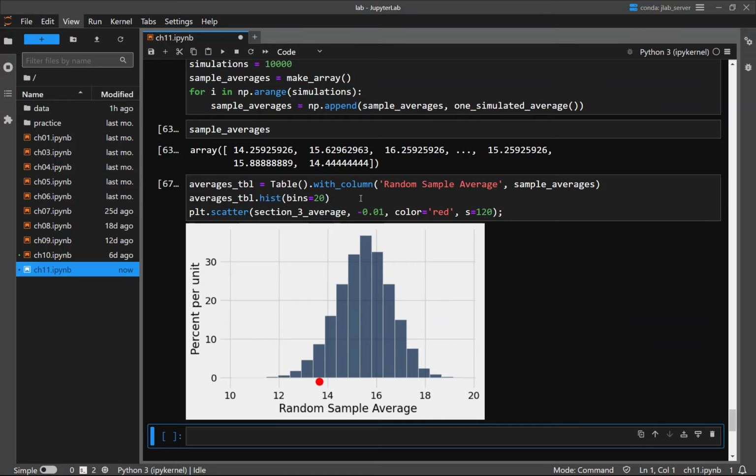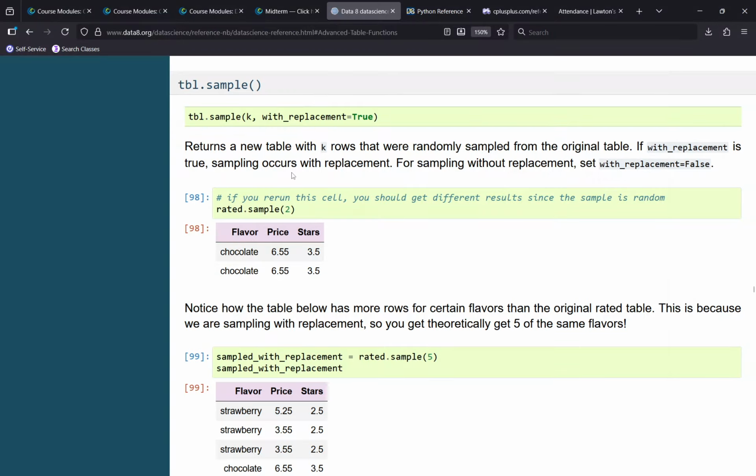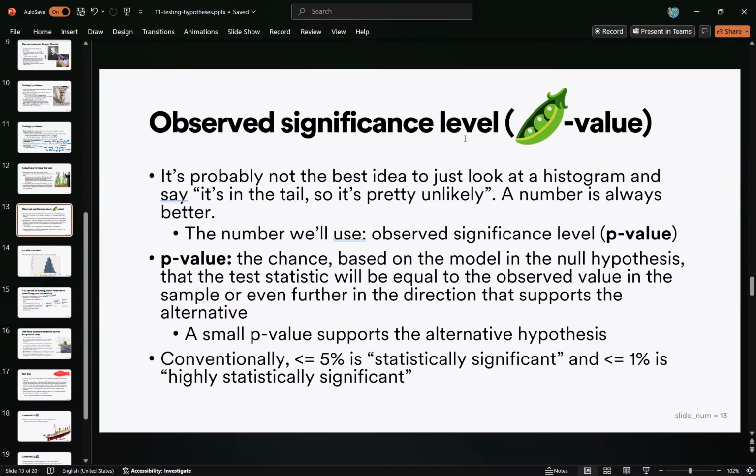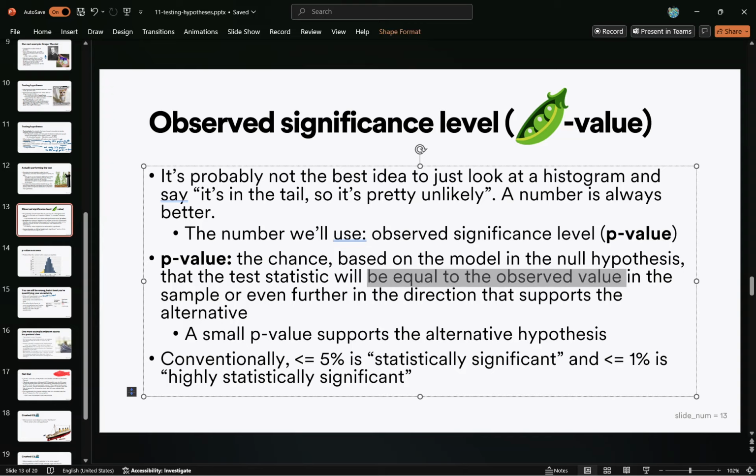We would like to calculate an observed significance level, or p-value, which is the chance, based on our model, that our test statistic, which is just the average score of this random sample of students, was equal to the observed value, that low 13.667 in the sample, or even further in the direction that supports the alternative. So how often did our model predict a score that low or even lower? Does that make sense?